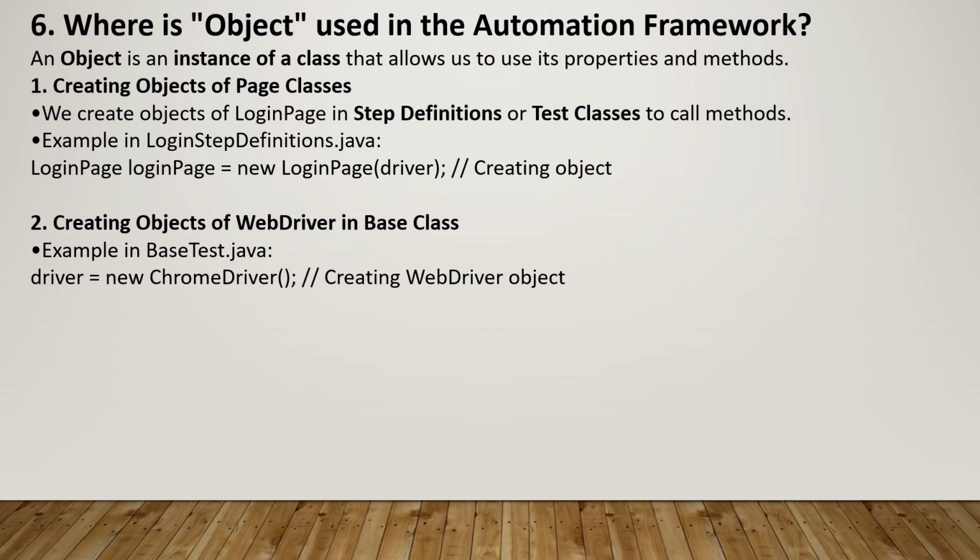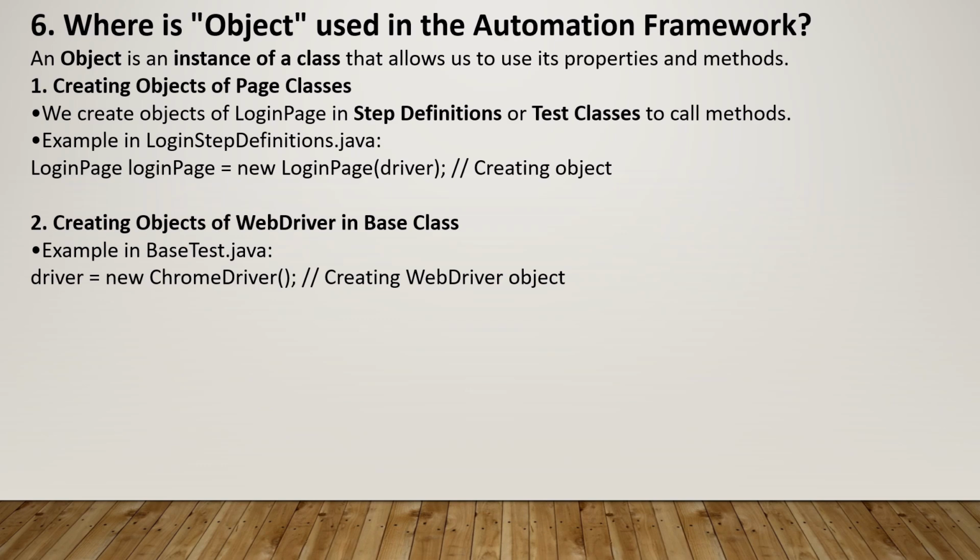Example, LoginStepDefinition.java. So we are creating the object in that method is like LoginPage, reference variable is loginPage is equal to new constructor. Constructor is LoginPage(driver). So this object we are creating. Then second, creating object of WebDriver in base class. Example in base class BaseTest.java is driver = new ChromeDriver(), creating WebDriver objects. So in this way we are creating multiple objects in our automation framework. These are the few examples.